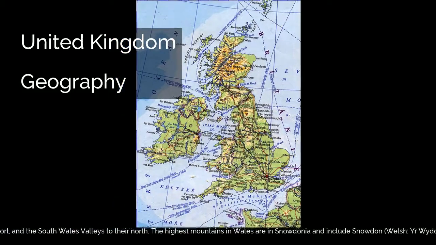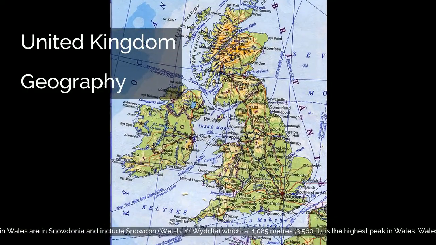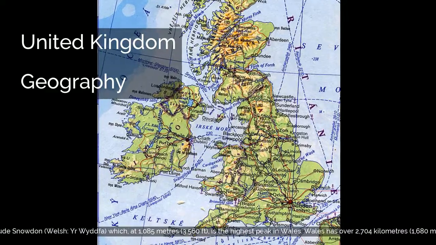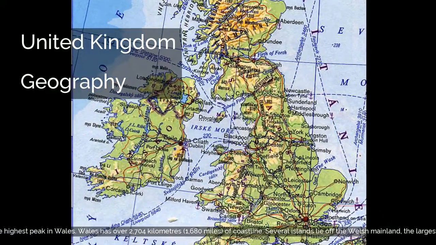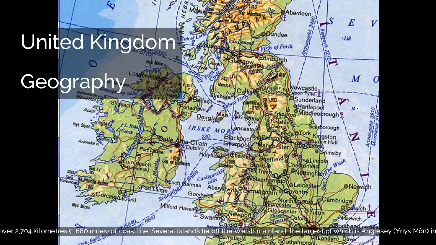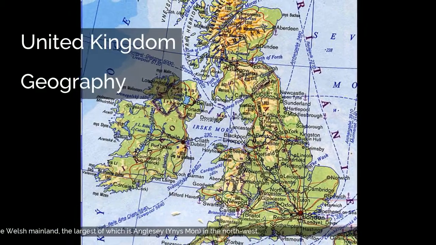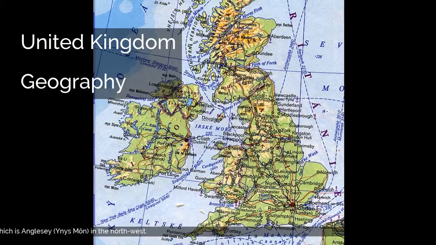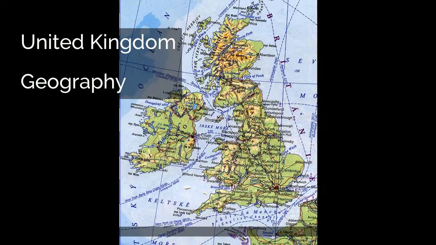The highest mountains in Wales are in Snowdonia and include Snowdon, Welsh Yr Wyddfa, which, at 1,085 meters, 3,560 feet, is the highest peak in Wales. Wales has over 2,704 kilometers, 1,680 miles, of coastline. Several islands lie off the Welsh mainland, the largest of which is Anglesey, Ynys Môn, in the northwest.